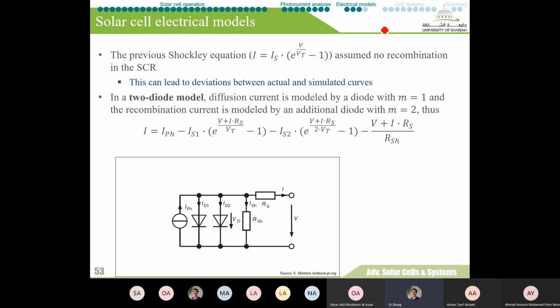And lastly, we would like to introduce a new model. That is more comprehensive, that is more complicated, but it can cover more effects happening inside the solar cell.